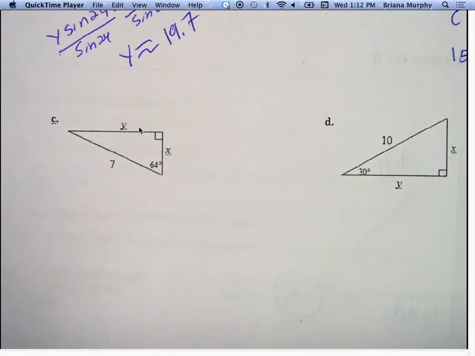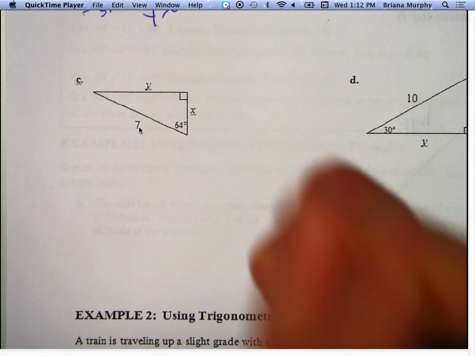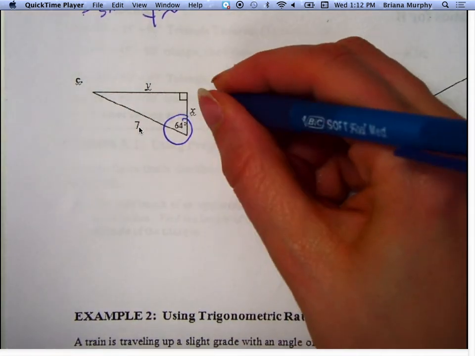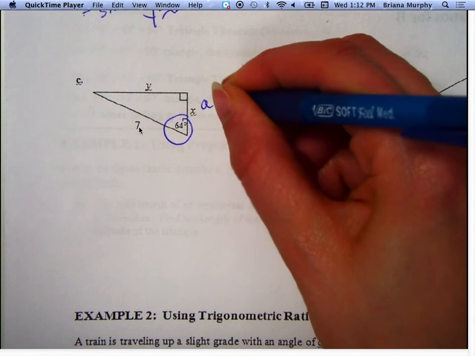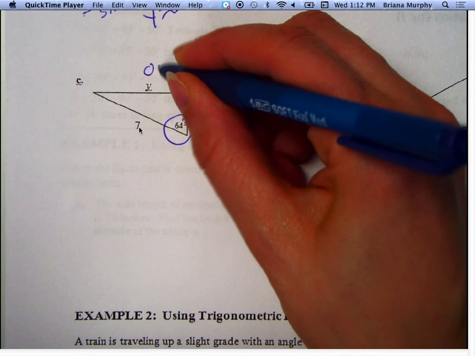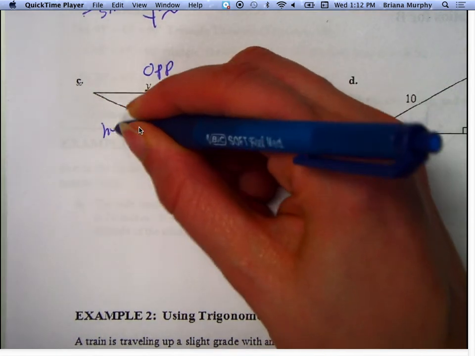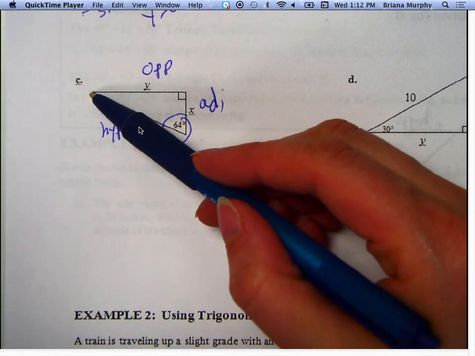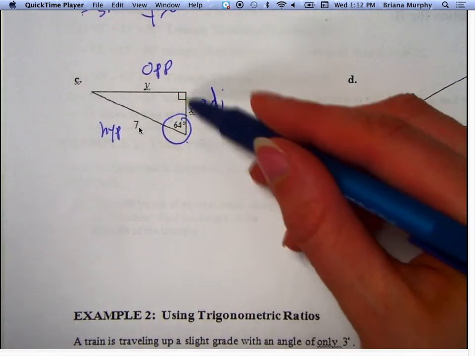What do I do for C? Label my sides first. What sides am I looking at? X is adjacent. Y is opposite, and 7 is the hypotenuse. Right, because here's 64, and we're not looking at the angle up here. We're looking at the one down at the bottom, so that's why it's adjacent.